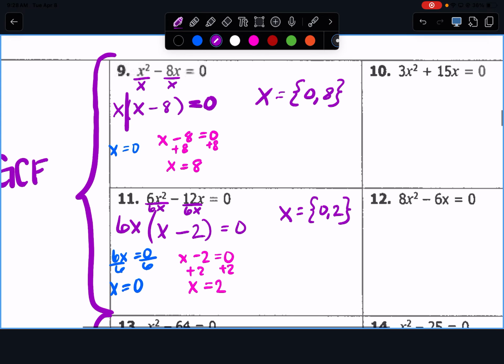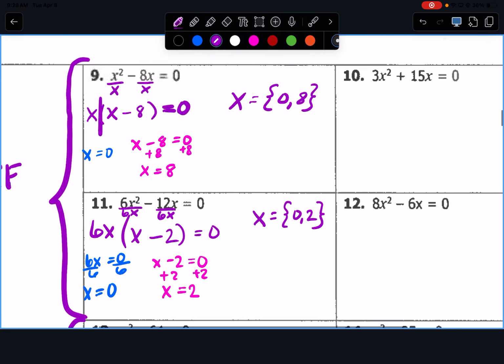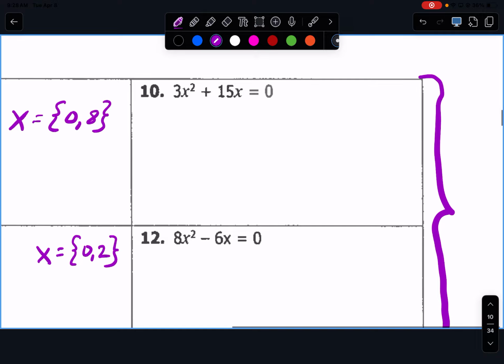I want y'all to do 10 and 12 for me. Do 10 and 12 for me real quick.